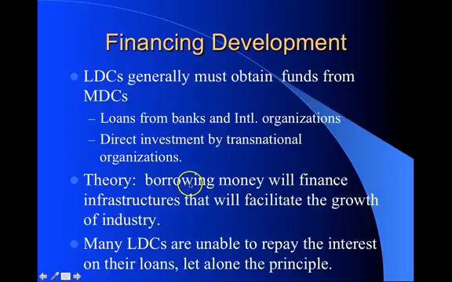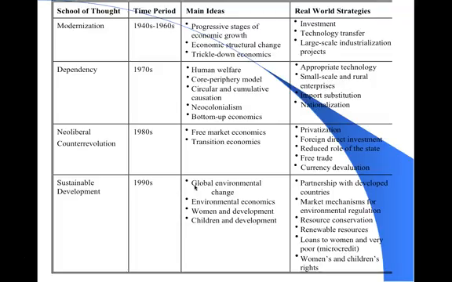The theory is that by less developed countries borrowing money, like a credit card, to finance their infrastructure, it'll help them grow. So the idea is: give us money to build roads so we can get our stuff out, and once we get our stuff out, we can pay you back. That's the theory. The problem is that many less developed countries are unable to repay the interest on their loans, let alone the principal. They're borrowing so much that they don't make enough profit to pay it all back. And that is part of the problem.